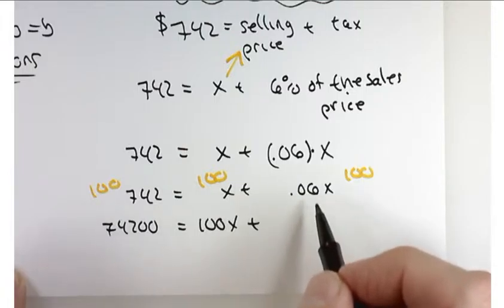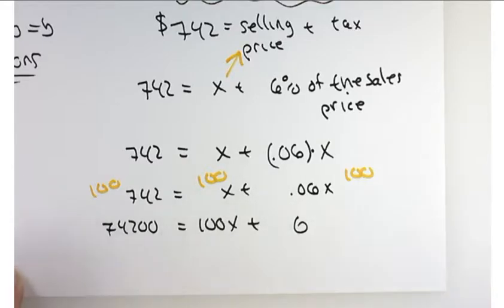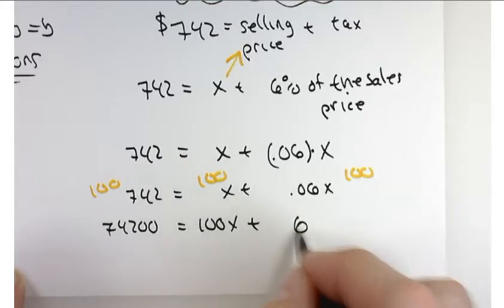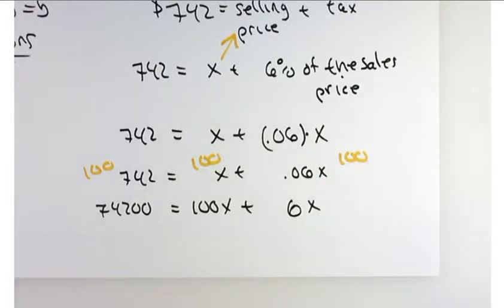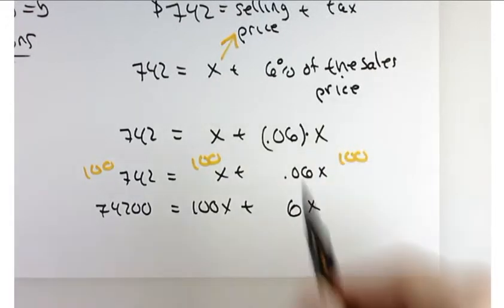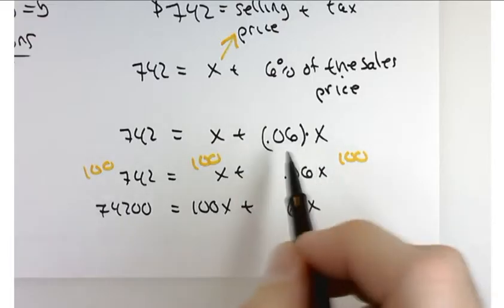Some help, Madeline? Just 6? 6x, thank you. 6x. You're just going to move the decimal 2 places to the right. And that's why we're multiplying by 100, is to move the decimal 2 places to the right and really get rid of the decimals.